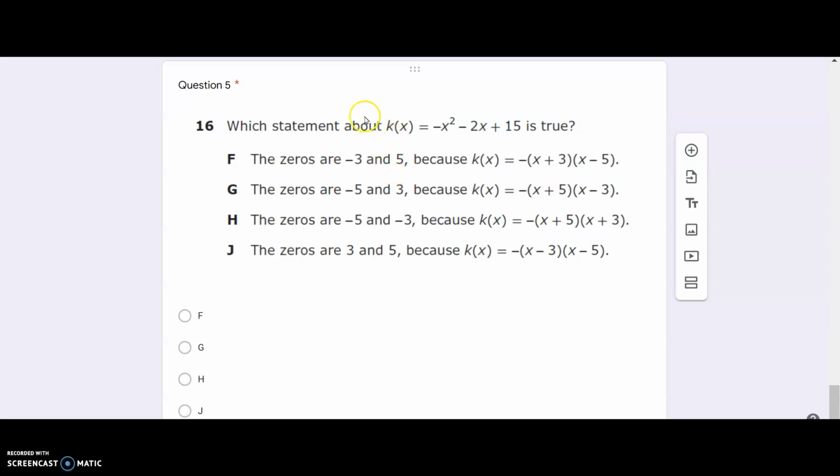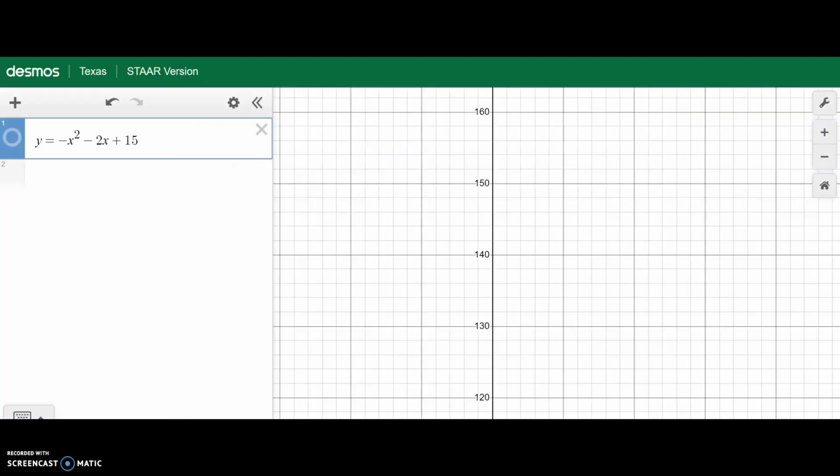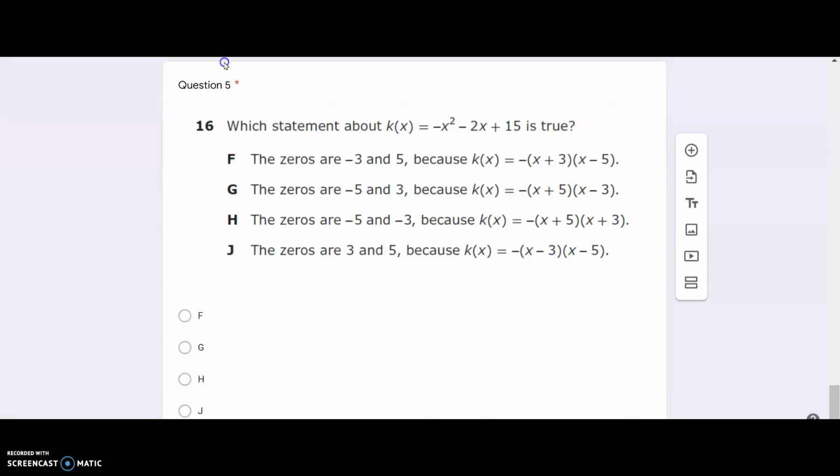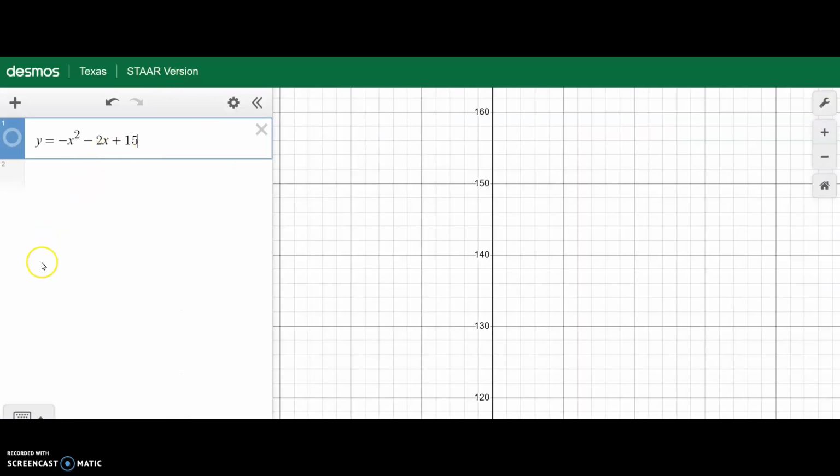Now notice this says k of x. When we put it in our calculator, and again, I want you to type this in, I'm just going to use y equals. If you want to use f of x, you can, and instead of the y, it works the same. But you want to make sure you don't put k in there. The calculator doesn't understand it. It understands f of x and then y and x, and that's it.